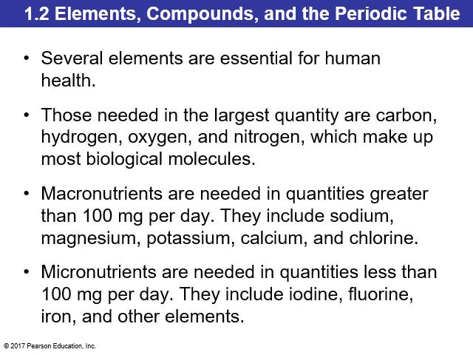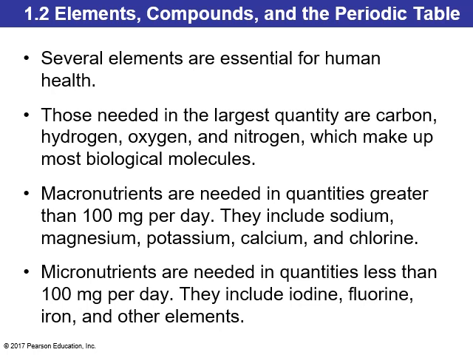So some of our elements are absolutely essential for human health. The elements that we need in the largest quantity are the elements that make up the majority of our biological molecules. So we're going to talk about carbon, hydrogen, oxygen, and nitrogen. I'm going to throw in there sulfur and phosphorus. Phosphorus plays a huge role in our DNA. Sulfur, in lower quantities, is involved in some of our amino acids. So we'll talk about that in future chapters.